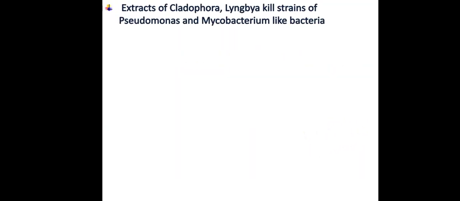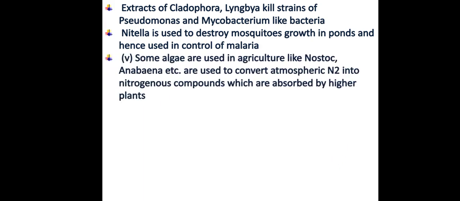Extracts of Cladophora, Lingbya kill strains of Pseudomonas and Mycobacterium-like bacteria. Nitella is used to destroy mosquitoes' growth in ponds and used to control malaria. Some algae are used in agriculture, like Nostoc and Anabaena, which convert atmospheric nitrogen into nitrogenous compounds that are absorbed by higher plants.